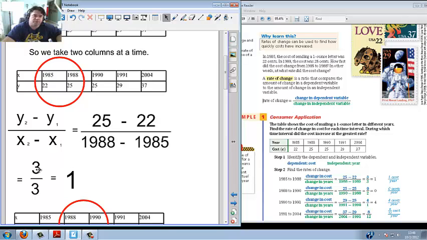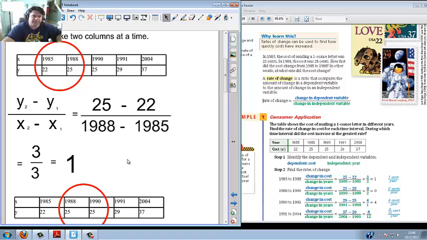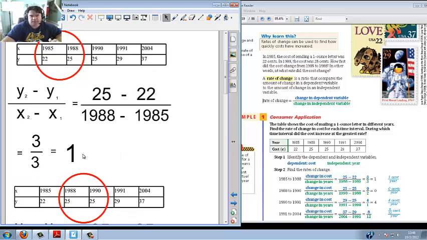25 minus 22 is 3. 88 minus 85 is 3. Basically about 1 cent a year. So from 85 to 88 we have 1 cent a year increase on average.